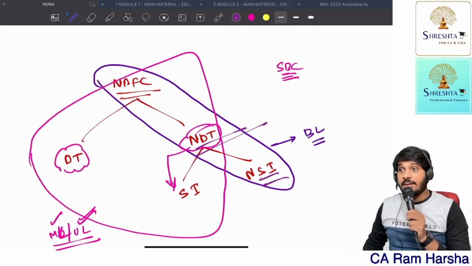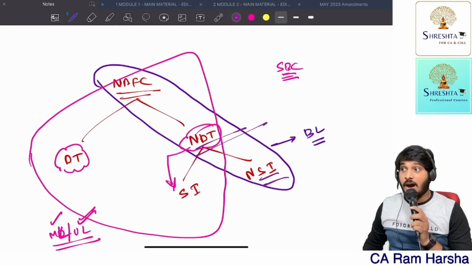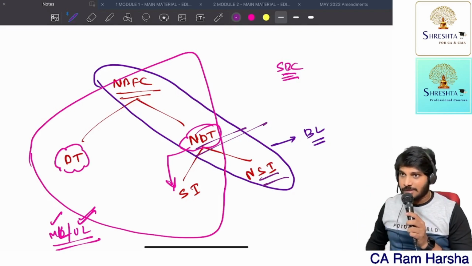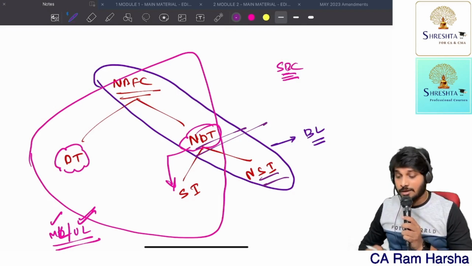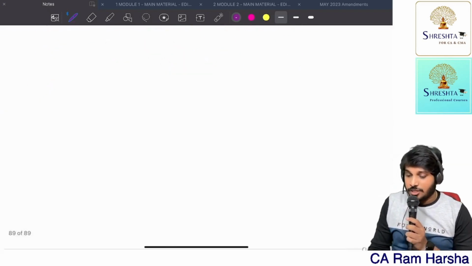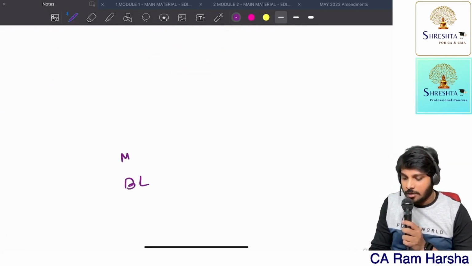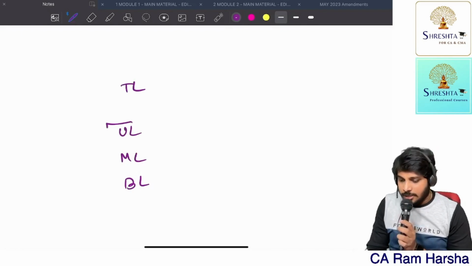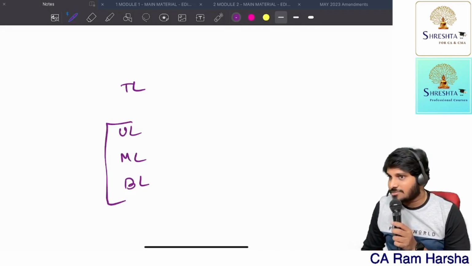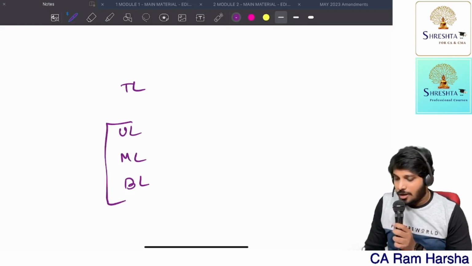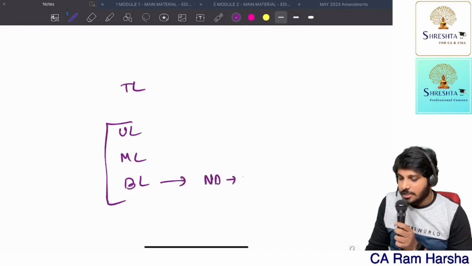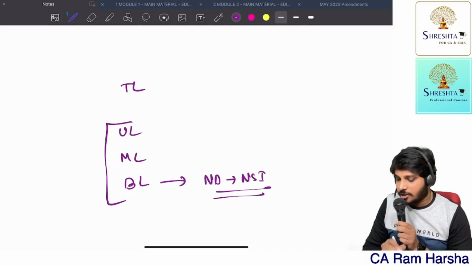In top layer, if an NBFC comes, what does it mean? RBI selected that NBFC into the top layer. So now NBFCs are classified into base layer, middle layer, upper layer, top layer. This is governed by criteria. Yes or no? What is base layer? Non-deposit taking, non-systematically important, all that comes under base layer.